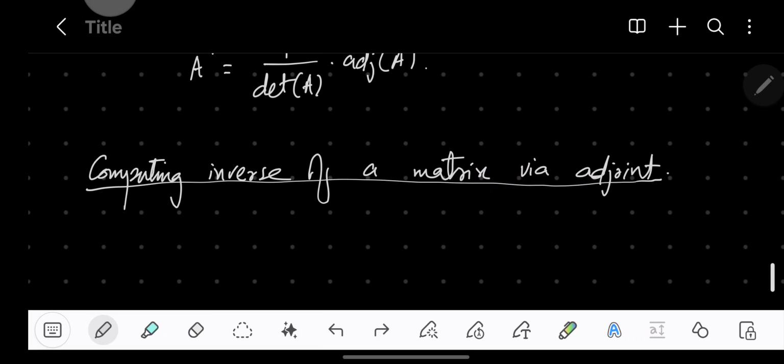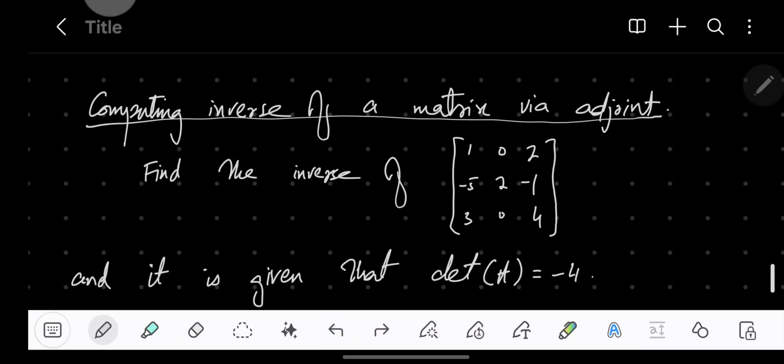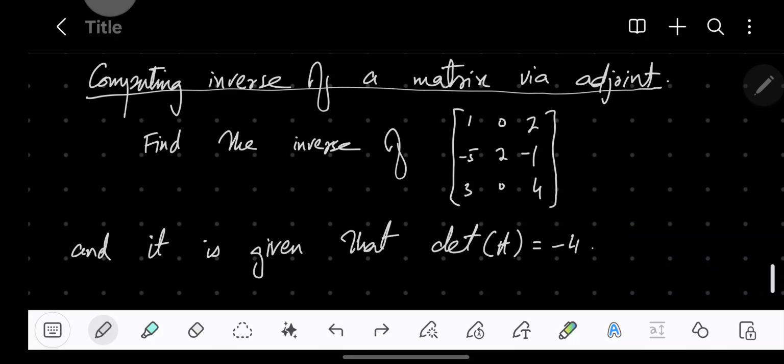In this example, we have to compute the inverse of a matrix by using the adjoint. So this is the given matrix. We have to find the inverse of this matrix using the adjoint, and we are given that its determinant is -4. If the determinant is not given, then you can find the determinant by the formula which we have already discussed in the previous videos.